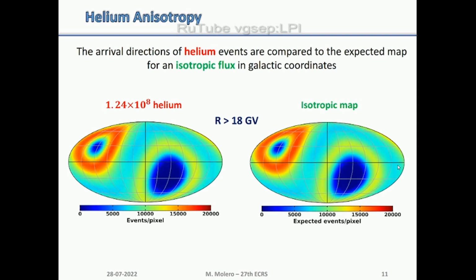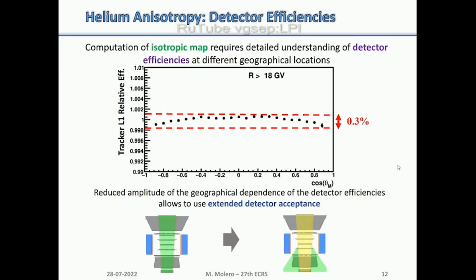If we go to helium, the procedure is similar. What I show here as an example is the map of events for helium, where you have a total of 124 million events, and this is the reference map, which is the exposure. And again, we need to compute the efficiencies in order to correct our exposure time maps, so we don't have spurious effects. What I show here is the most relevant efficiency for helium as a function of the magnetic latitude.